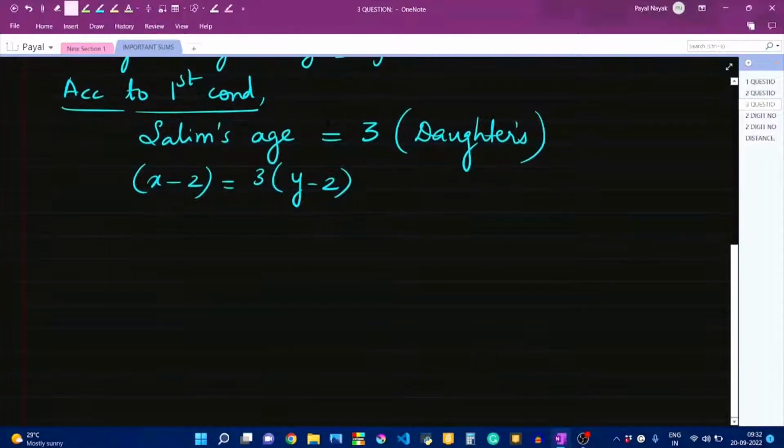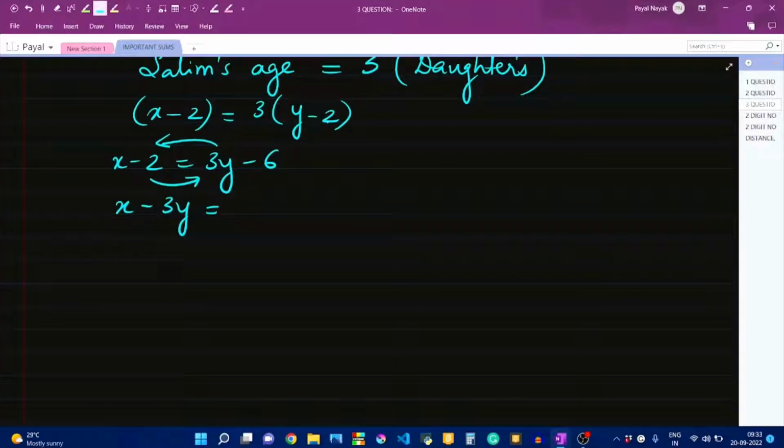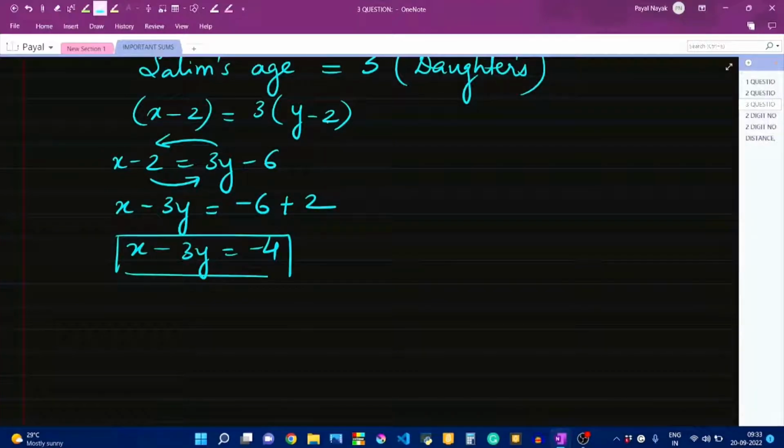So now we'll simplify this further and get our first equation. This will become x minus 2 is equal to 3y minus 6. You'll bring 3y over this side, so it becomes x minus 3y. We'll take this 2 on the other side, so it is minus 6 plus 2. So x minus 3y is equal to minus 4. So this is the first equation. Okay, now let us see what is the next condition.